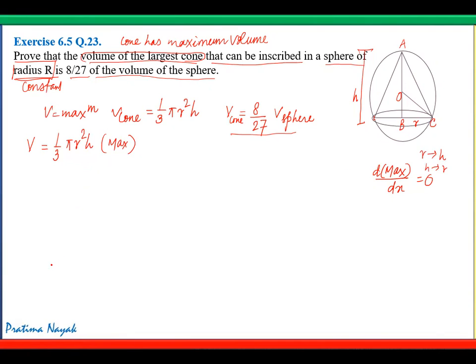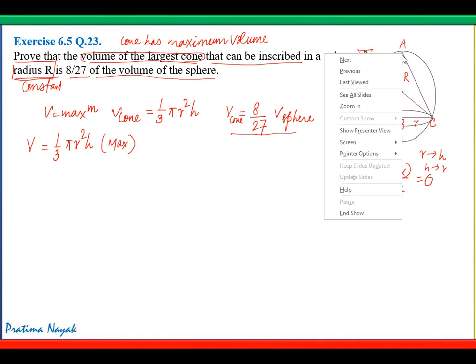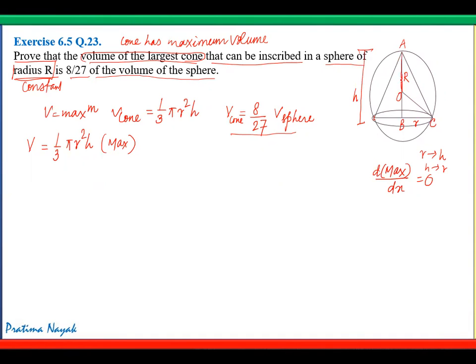For that we'll take some relation. What is the relation? I'm just showing you. I'm not saying that this is the only way of solving the problem. You can solve in any way. I'm showing one way only. So here OA is equal to capital R, which is the radius of the sphere. And the same thing, OC is also R.